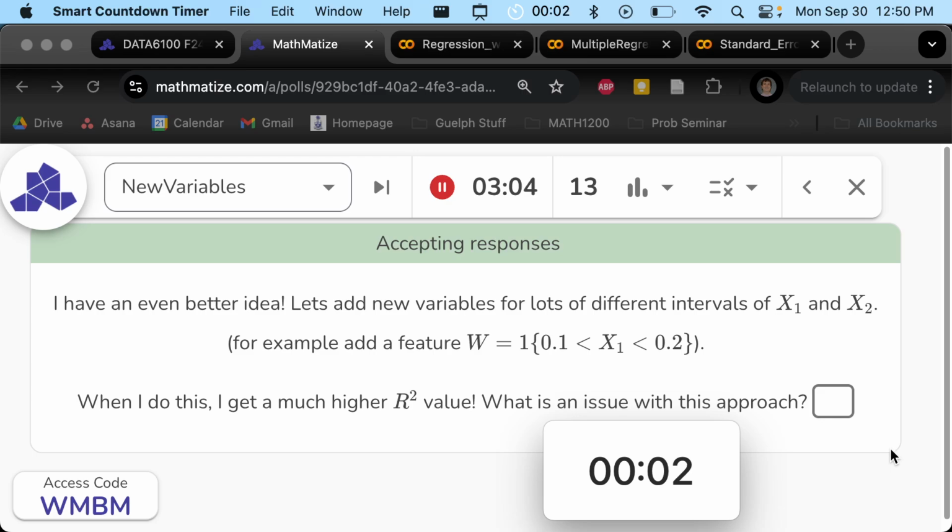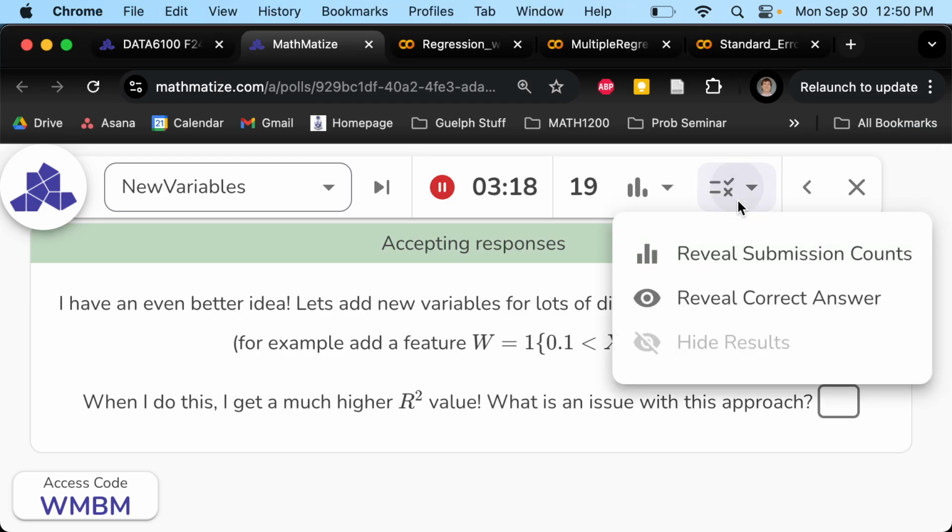Okay, time's almost up. The last 5 people, put in your guesses. Let me see what people said. So, oh boy. Okay, so sometimes adding in more variables helps. Why can't you just add more variables forever and ever?